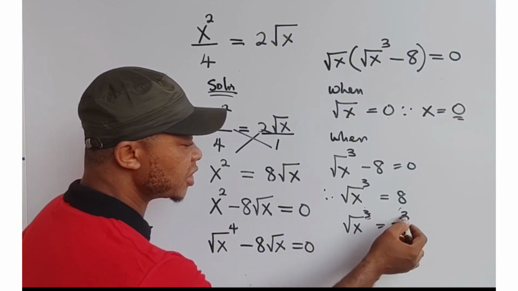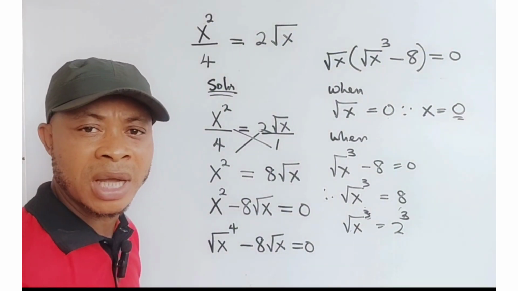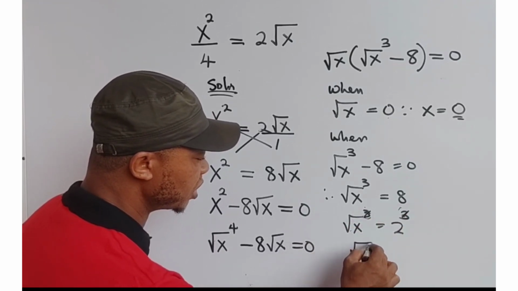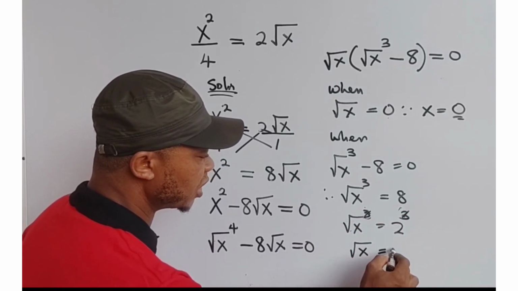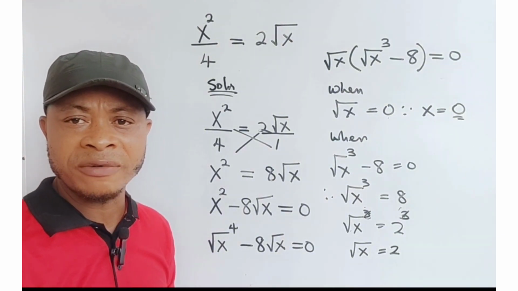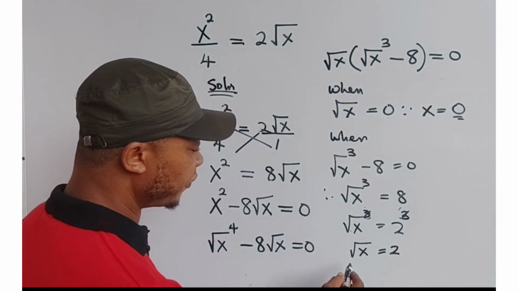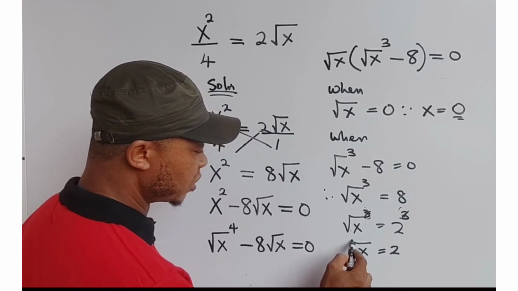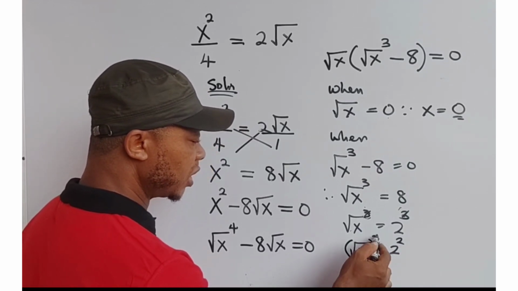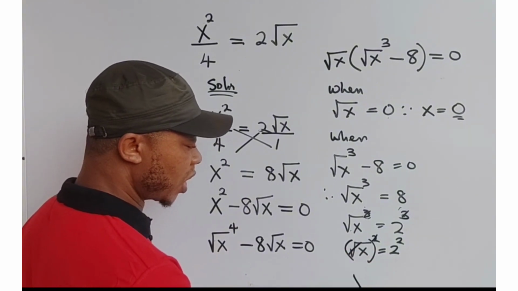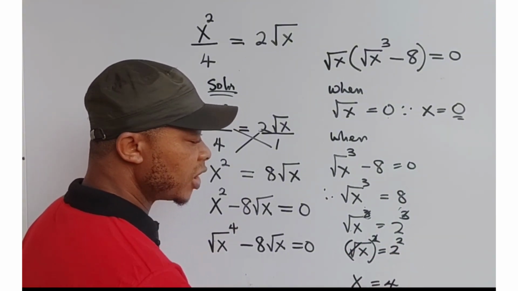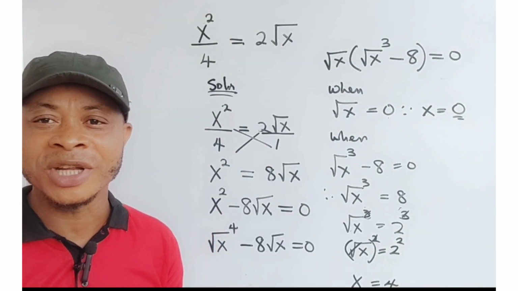Since they have the same powers, that means the bases are equal. Let us remove the powers and equate the bases. So we have root x equals 2. If root x is 2, what is the value of x? To get the value of x, remember, we have to remove this square root. So let us square this and square this. If you do that, the square will remove square root. We now have x equal to 2 raised to power 2, which will give us 4. Therefore, the answer to the question is 4.